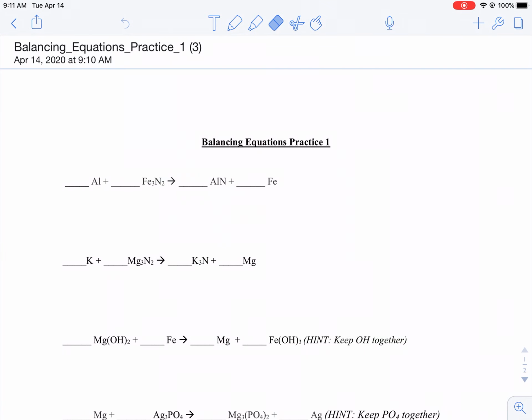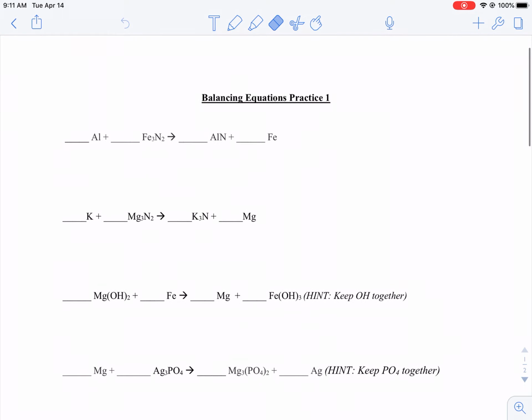Good morning, everyone. Today I'm going to go over some of these problems that we've been having on the last couple of worksheets. I just want to run through them real quick. I know that we have a Zoom meeting coming up, but I wanted to go over some of this stuff in case you couldn't make it.